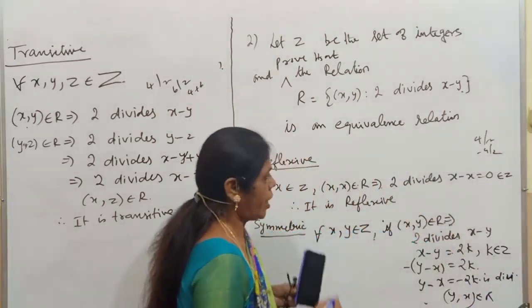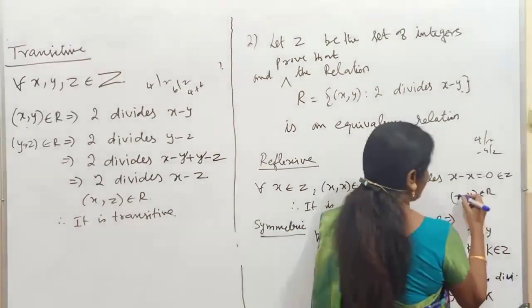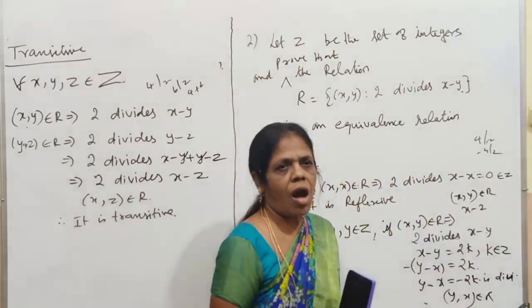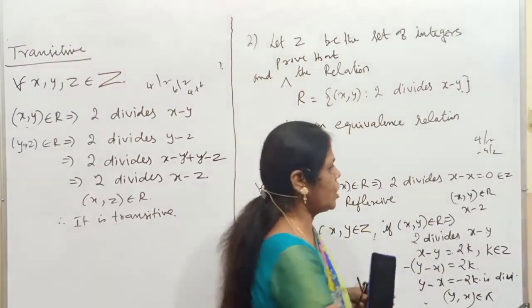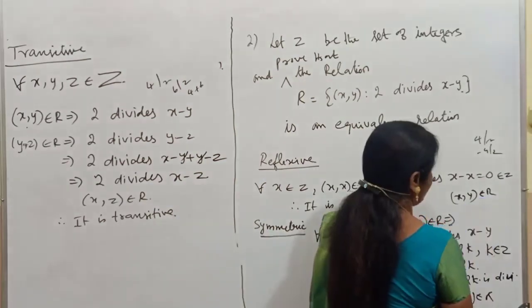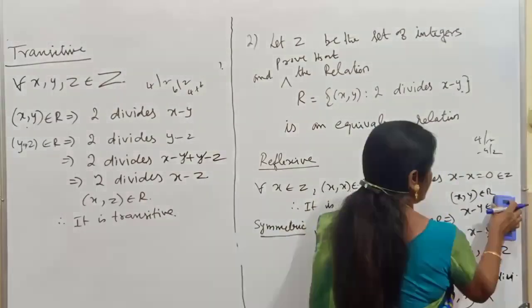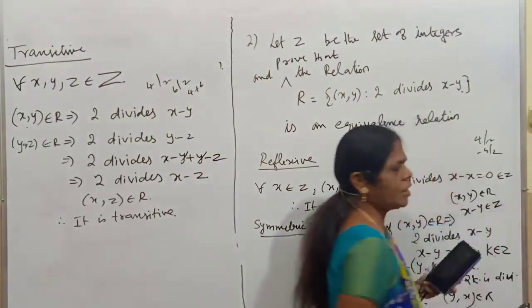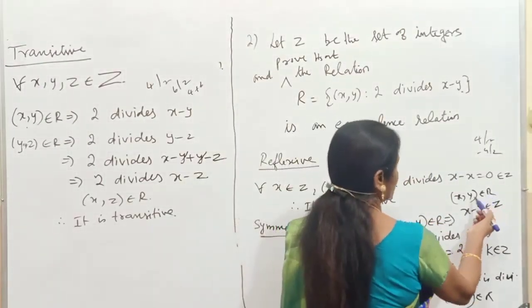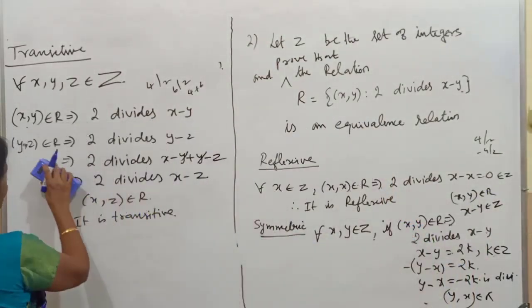Listen all of you, right? You are allowed to write (x, y) belongs to R. But at any cost, you should not write x minus y belongs to R, because R is a relation. It is in the form of ordered pairs. You can say that x minus y belongs to integer. Remember that whenever belongs comes, R should be there. Right. In the same way, this also. Now listen.